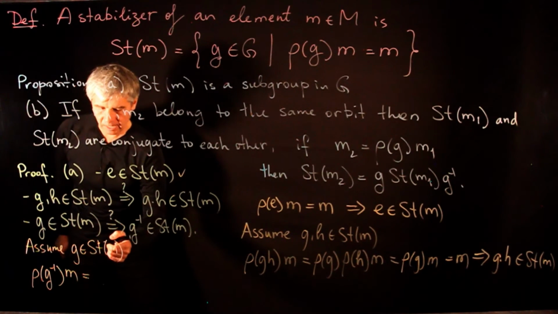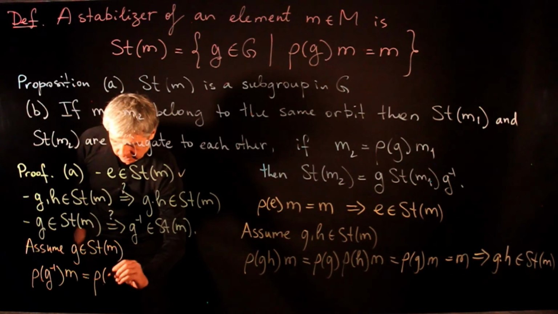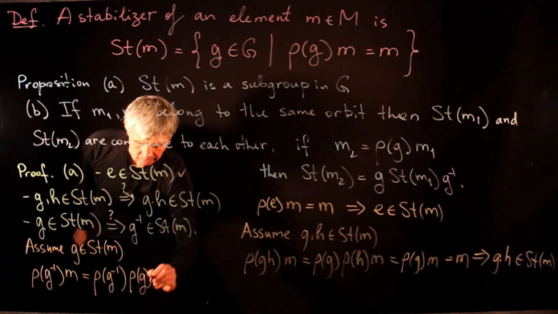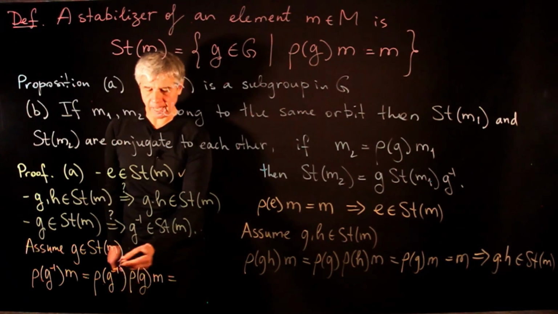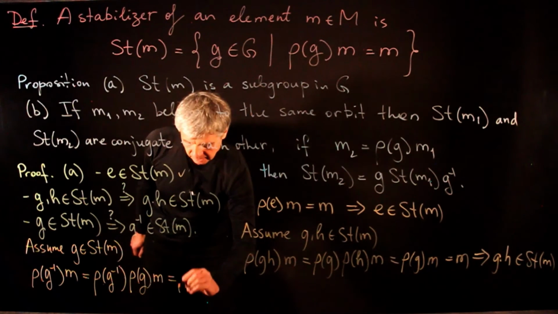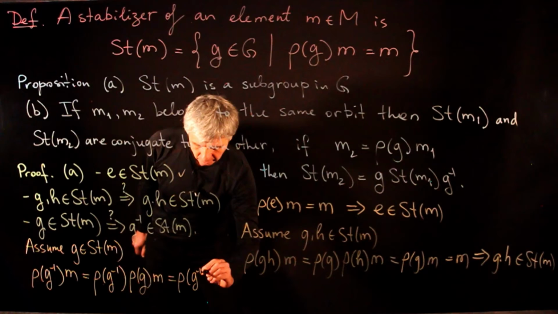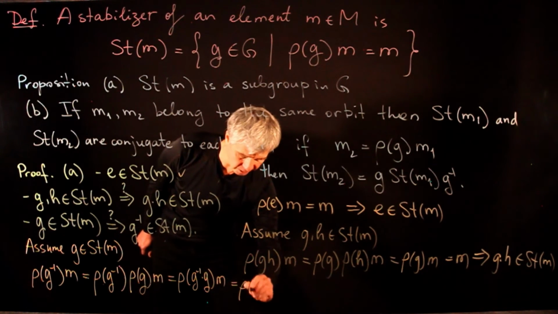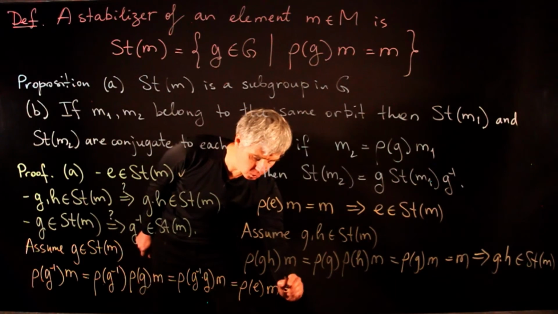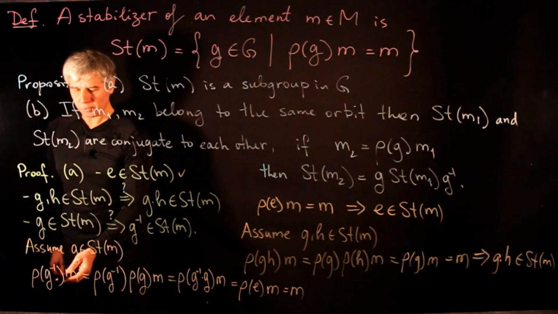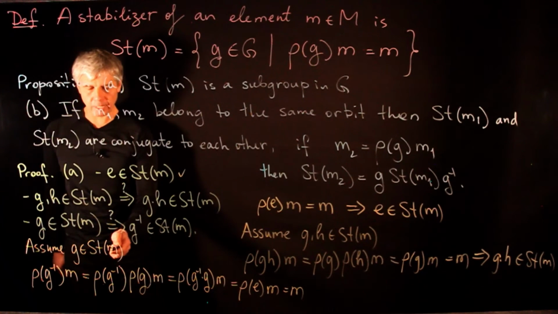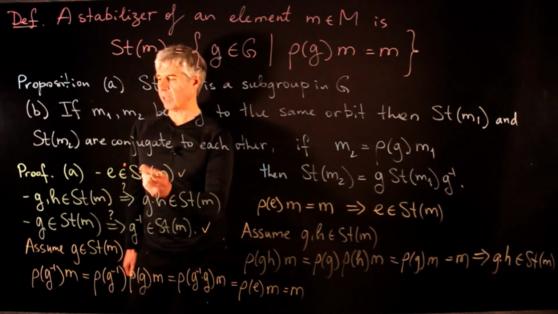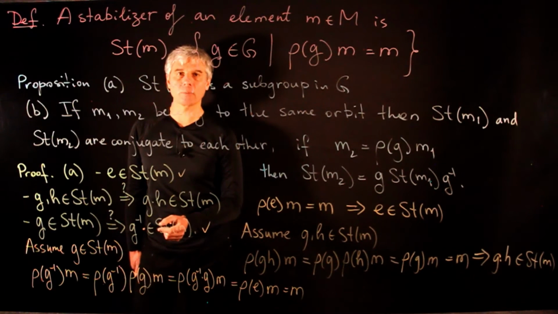But g belongs to the stabilizer of m. So this tells us that m is equal to rho of g acting on m. But then by axioms of the action, that's the same as rho of g inverse times g acting on m, which is rho of identity acting on m, which is m. And so this proves that if g belongs to the stabilizer of m, then g inverse belongs to the stabilizer of m. And we verified all these three properties of a subgroup.